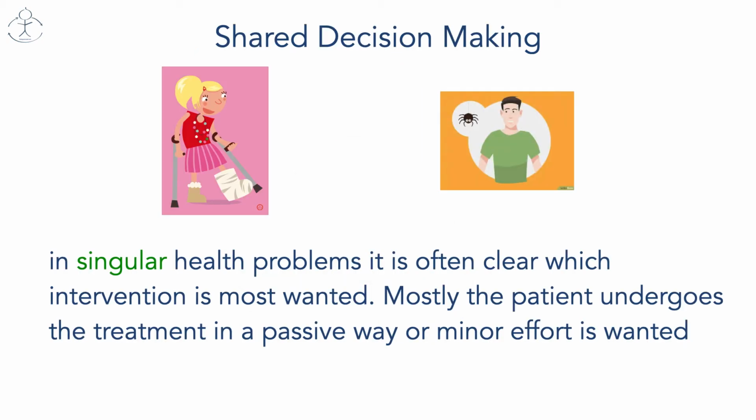In singular health problems such as a broken leg or spider phobia, shared decision-making is not that difficult. A complaint-oriented approach is mostly sufficient. Most often it's clear which interventions are needed, and the patient can undergo the treatment in a quite passive way, or just little effort is wanted.